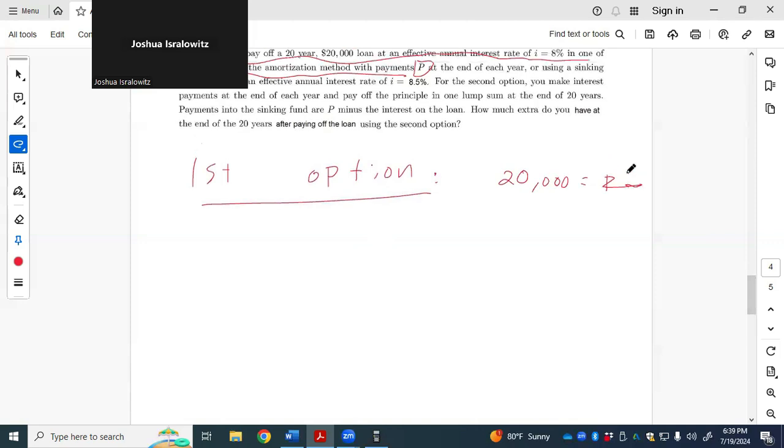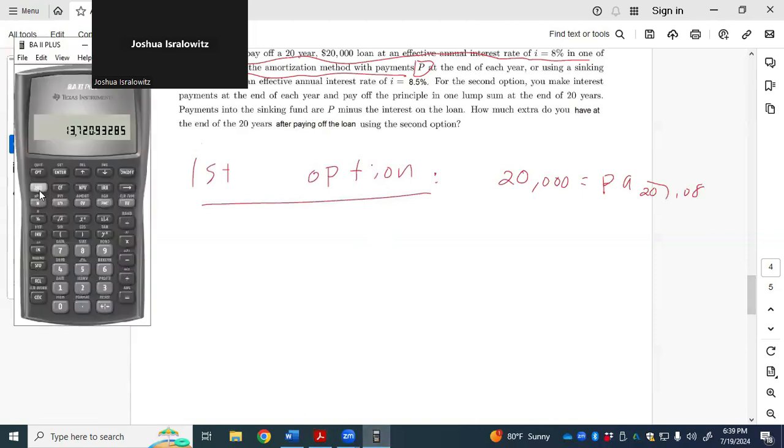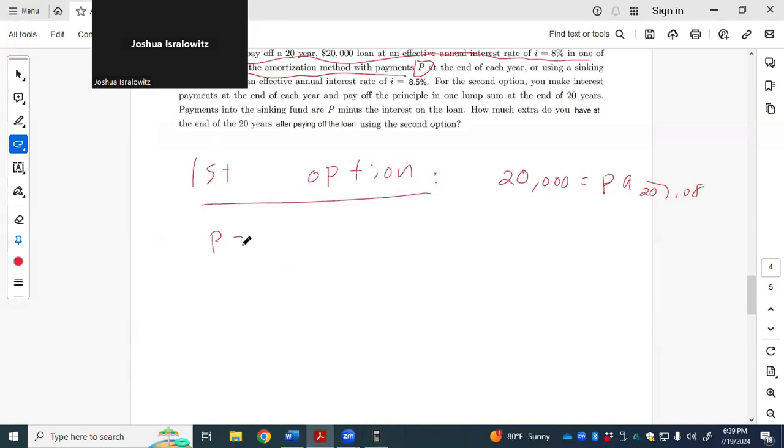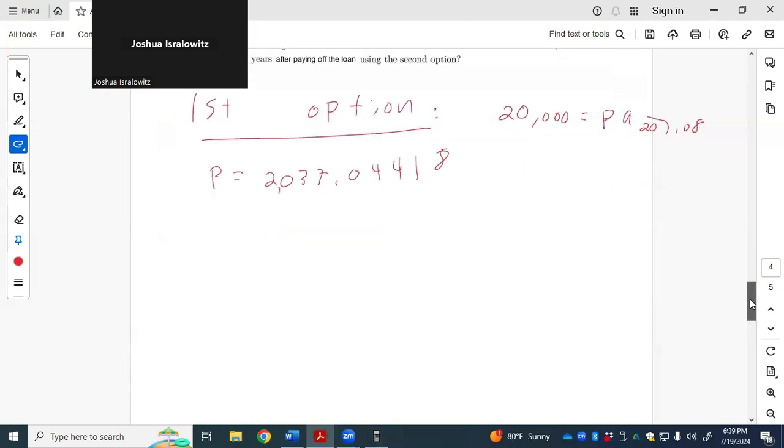So anyway, paying this off the usual way, 20,000 is P times a angle 20 at 8%. Dump this in the calculator, no reason not to. 20 N, 8 interest, and as always, it does not matter what order you do things in. P is 2,704.1838. Okay.